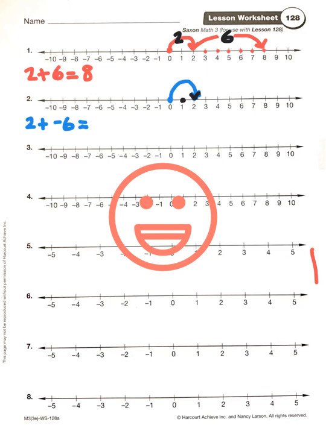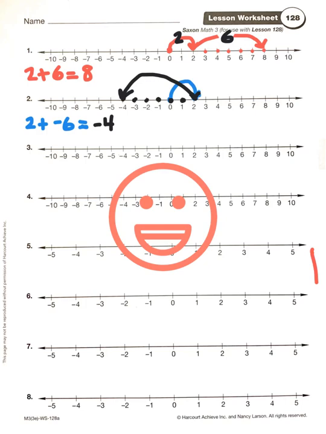Ready? 1, 2, 3, 4, 5, 6. Now we go from our arrow where it left off and we make our arc all the way down to where it ends, which is negative 4. Look at that. 2 plus negative 6 equals negative 4. And a lot of you really enjoy adding and subtracting negative numbers, and you do really well with it in your minds. It's fun. Okay, number 3.